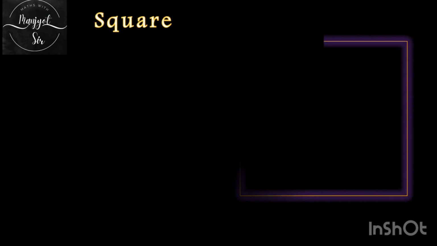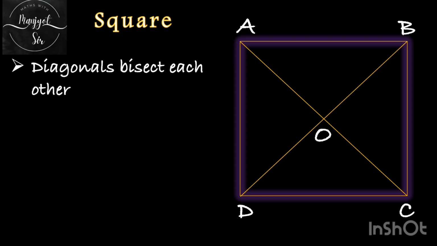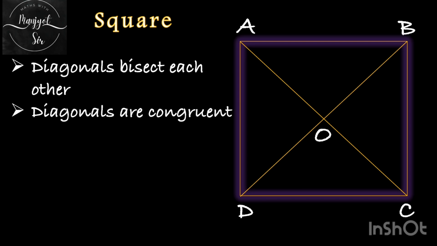Now let's move on to some properties of a square. Let's again take one square with the same name ABCD and diagonals AC and BD which intersect at point O. Now the first property of a square says diagonals bisect each other. That means AO will be equal to OC and BO will be equal to OD. Next, the second property: diagonals are congruent. That means these two diagonals have equal length. That means we can say AC is congruent to BD.